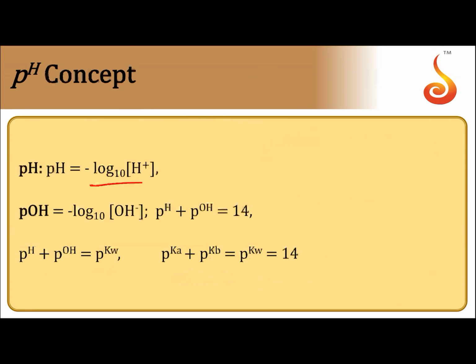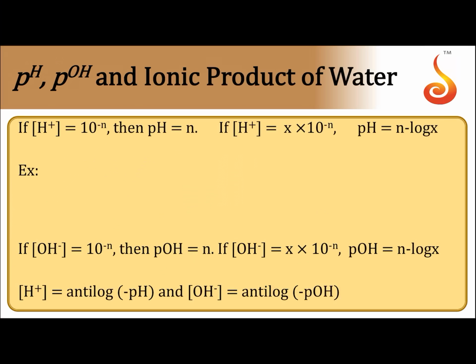Then comes the concept of pH. pH is defined as the negative logarithm of the hydrogen ion concentration. Similarly, pOH is the negative logarithm of the OH minus ion concentration, and pH plus pOH is equal to 14 at 25 degrees Celsius, that is, equal to pKw. And pKa plus pKb is also equal to pKw, which is 14. This is for a given conjugate acid-base pair. Then pH and pOH have some relations.